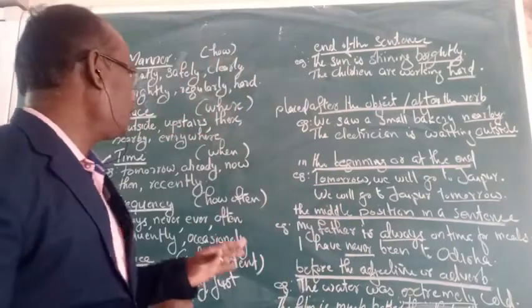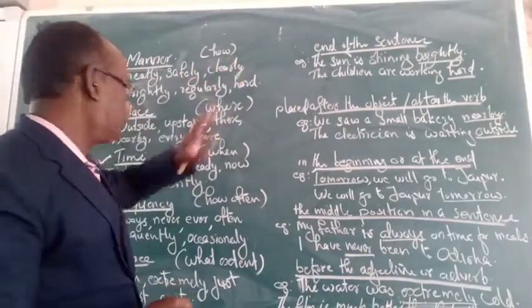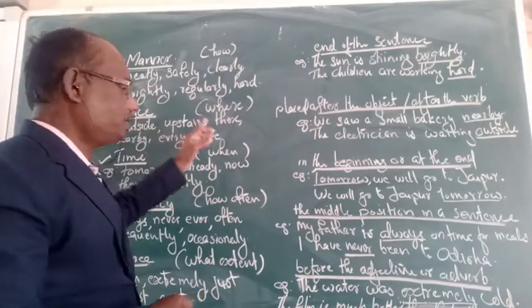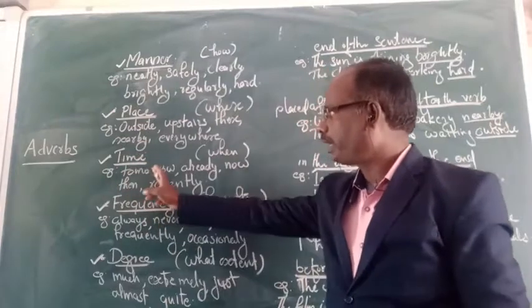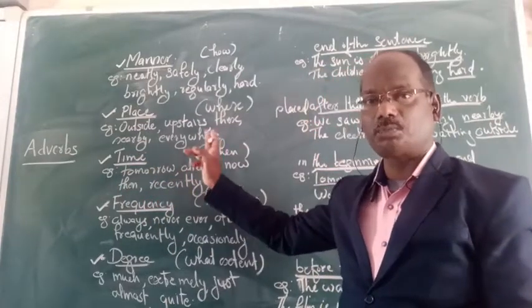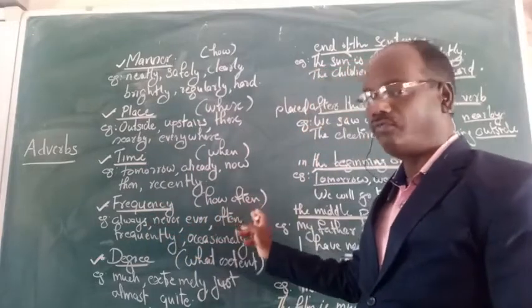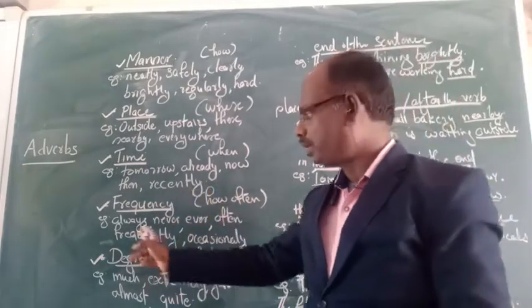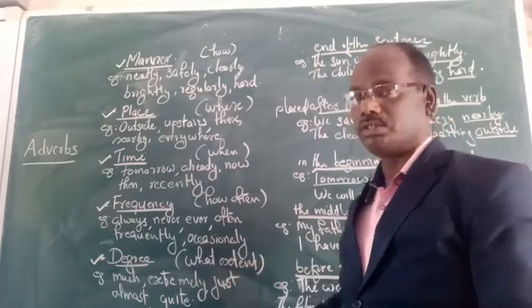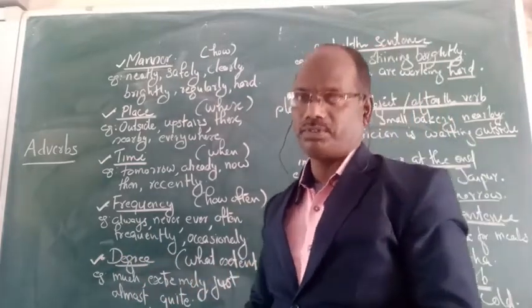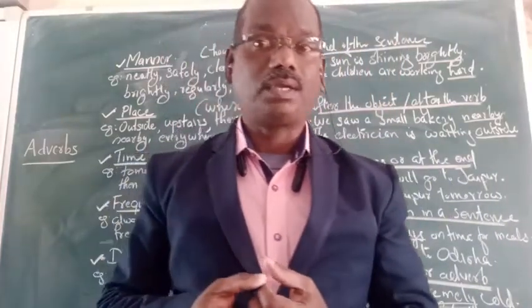I repeat once again, the adverb of manner tells how an action takes place. Adverb of place tells us where an action takes place. Adverb of time tells when an action takes place. Then adverb of frequency tells how often an action takes place. And the adverb of degree tells us to what extent an action takes place.